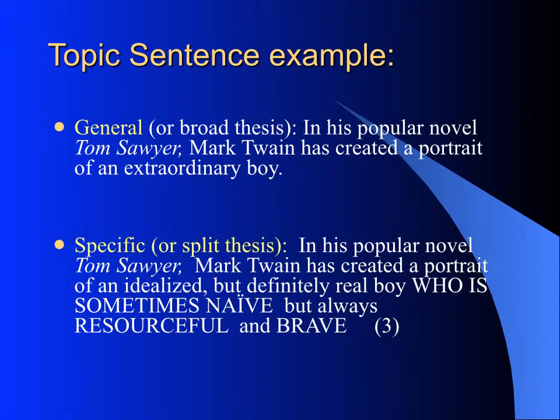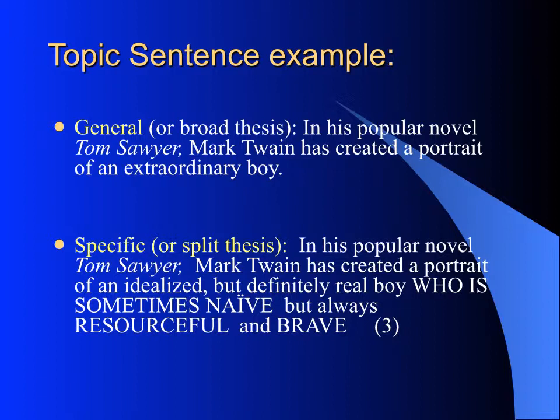These are the 2 different types of topic sentences. The first one is a general topic sentence. Notice that I have not been very specific here. I'm allowing myself some leeway. In his popular novel, Tom Sawyer, Mark Twain has created a portrait of an extraordinary boy. Then of course I'm going to prove why he's extraordinary.